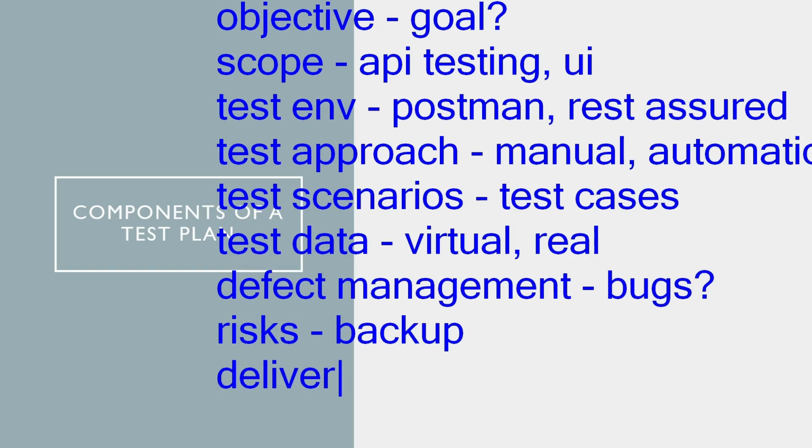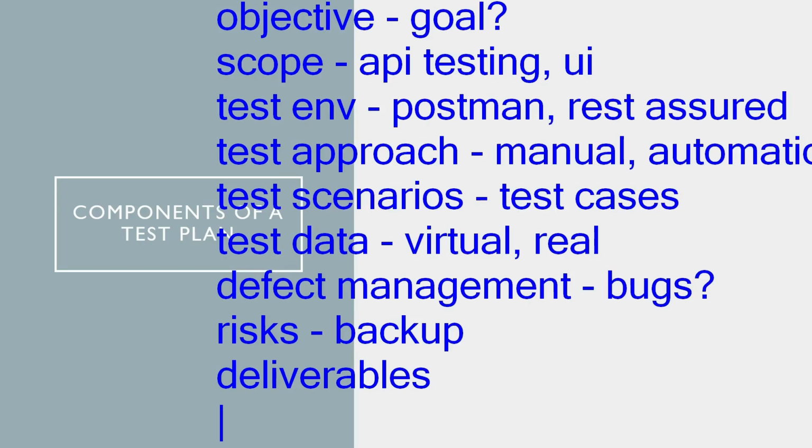Next comes, and the most important one, the deliverables. While doing the whole testing, what will you be delivering to your project managers or the delivery leads? From your end, you will be delivering this test plan. Next will be your test cases. Then you will be delivering the defect reports. So all these things you will include in your deliverables. These are the main components of your test plan.